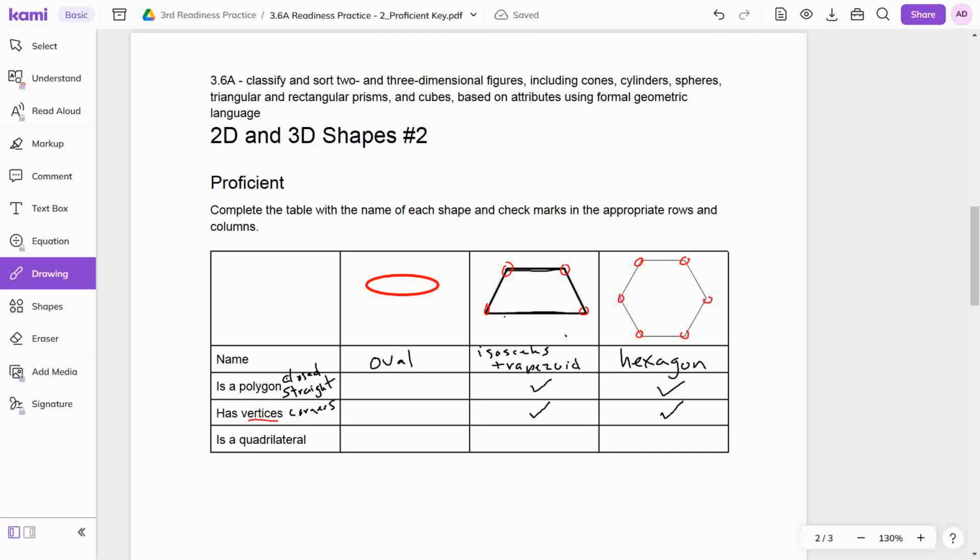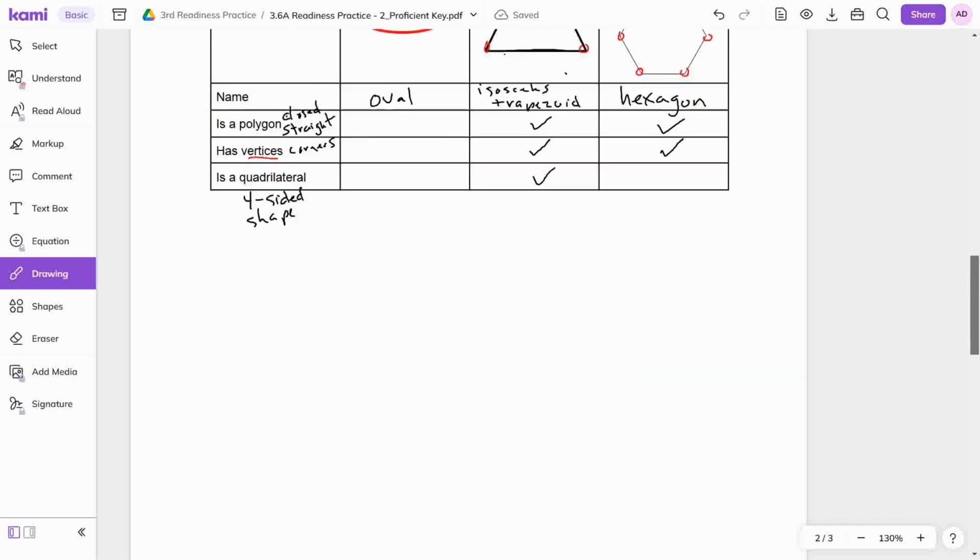And then, is it a quadrilateral? So this is a four-sided shape. Well, the oval has no sides, so we're just going to leave it with no check marks. My trapezoid is a quadrilateral, so it does get that third check mark, but my hexagon does not. It is a six-sided shape. So that's how we would put our check marks for problem number 2.